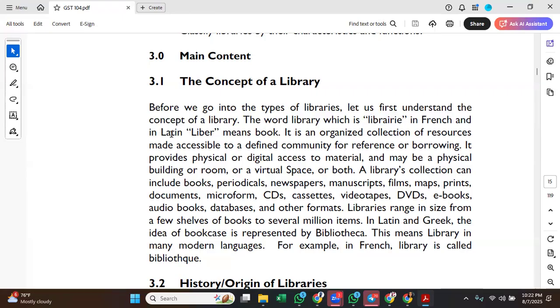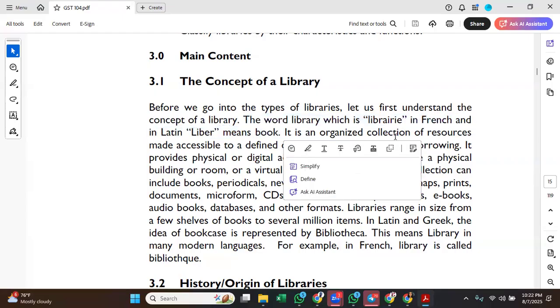Another way is: the Latin word for library is dash. The Latin word for library is dash, liber. Another way they normally ask it is: the word liber in Latin means dash. It means book. So this statement or this sentence is very important. Please digest it in any way you can and put it in mind, that the word library, which is library in French, and in Latin, liber, means book.